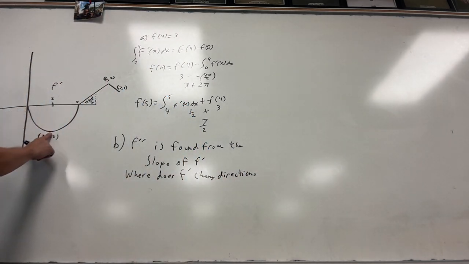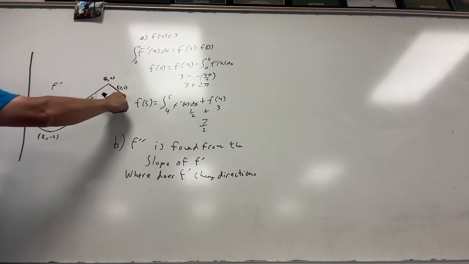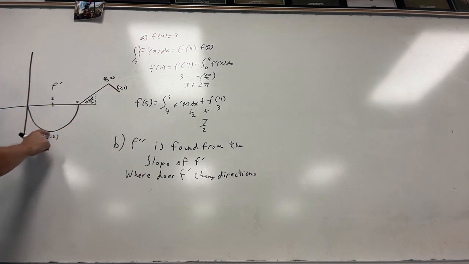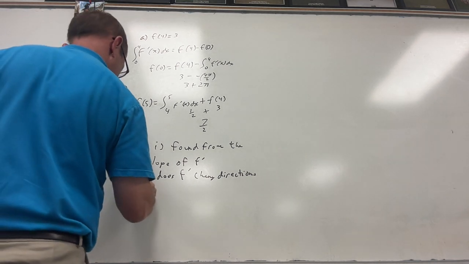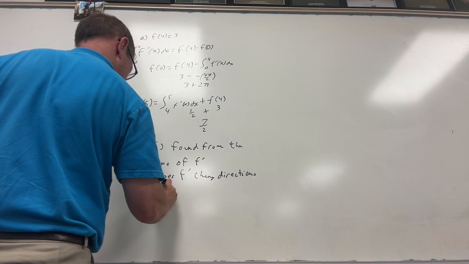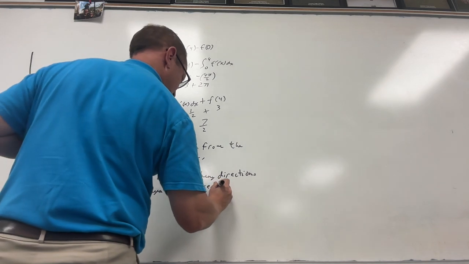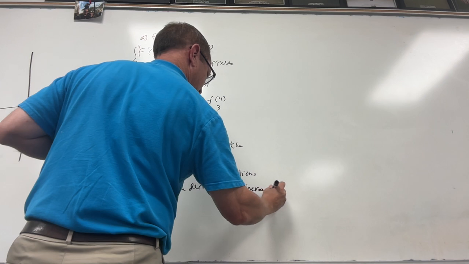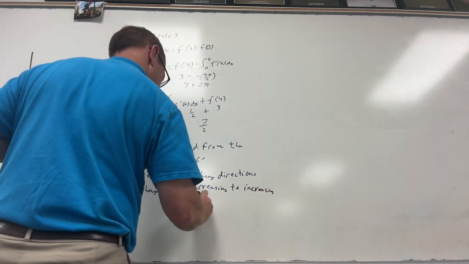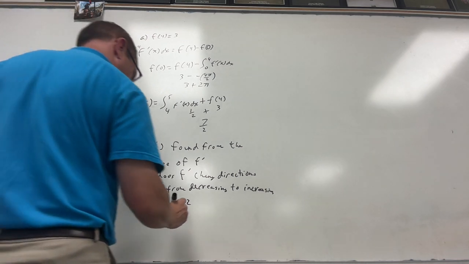See, here f prime has a negative slope. From here to here, f prime is increasing, and from here to here, f prime is decreasing. So where f prime changes from decreasing to increasing is at 2, and from increasing to decreasing at 6.